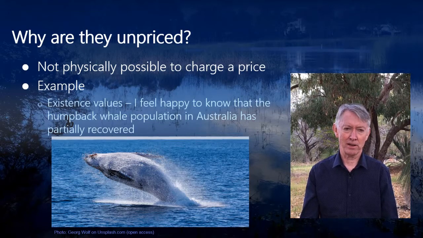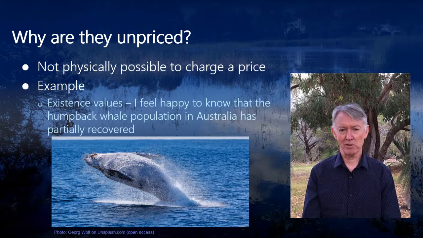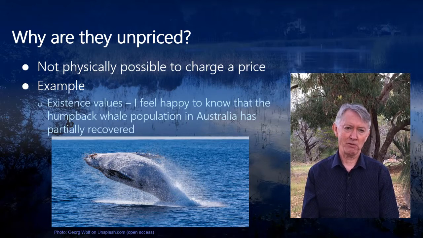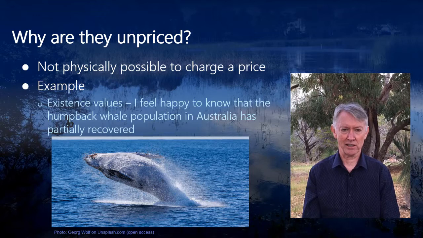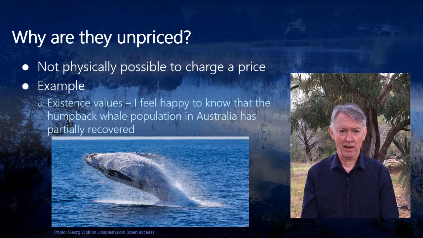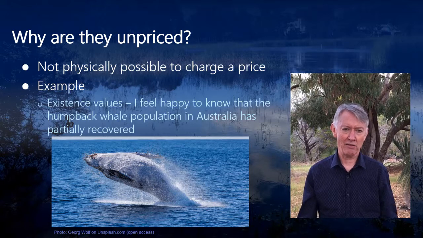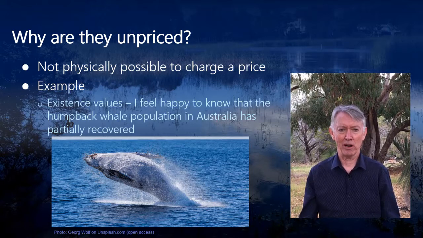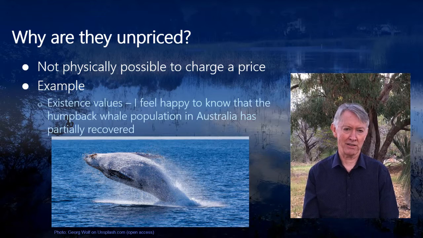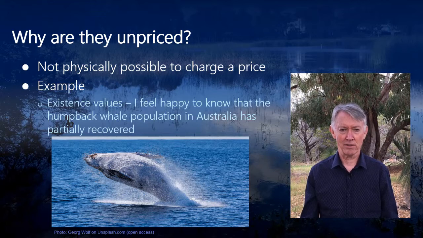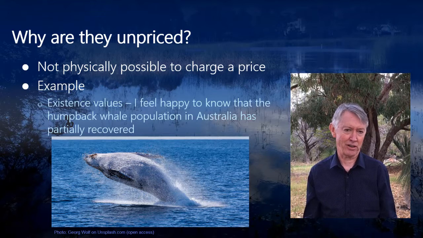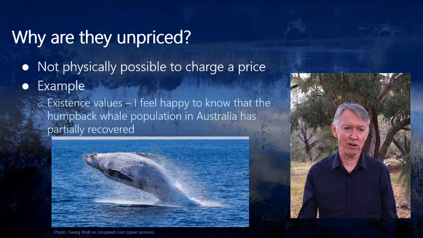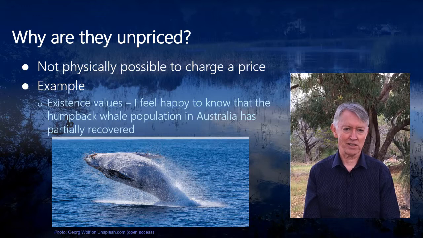Why are these goods unpriced? Well, there's several possible reasons. One is that it may not be physically possible to charge a price. An example here would be existence values. An example of an existence value is that I feel happy to know that the humpback whale population in Australia has partially recovered. But you can't charge me a price for that benefit. I'm going to get that benefit whether or not you allow me to. You can't stop me as long as the whales exist.